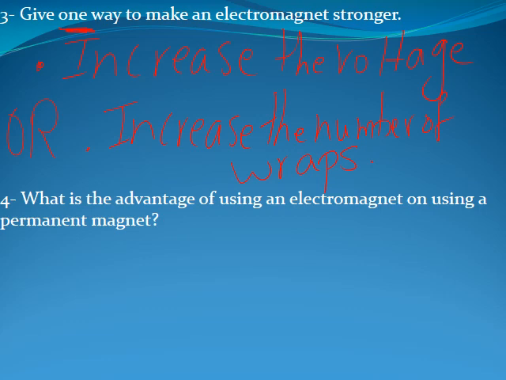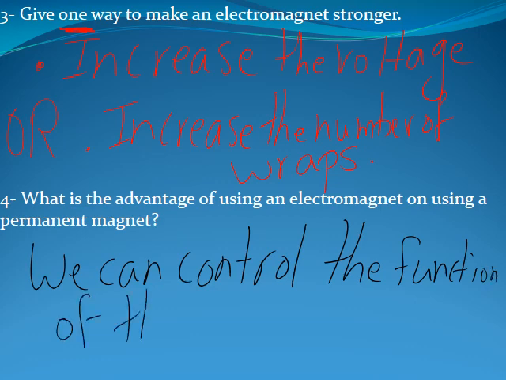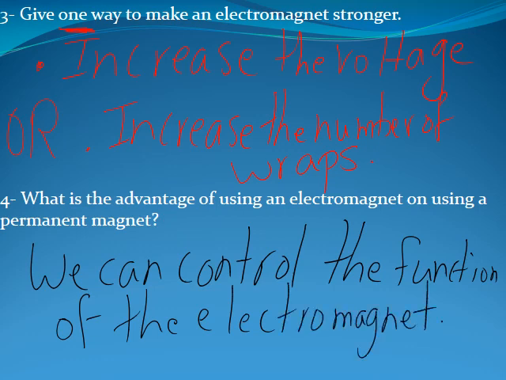What is the advantage of using an electromagnet over a permanent magnet? One advantage, we can control the function of the electromagnet. Either it's on or off. Okay?